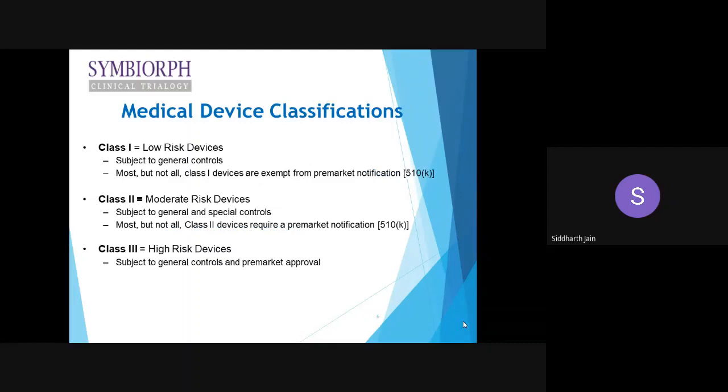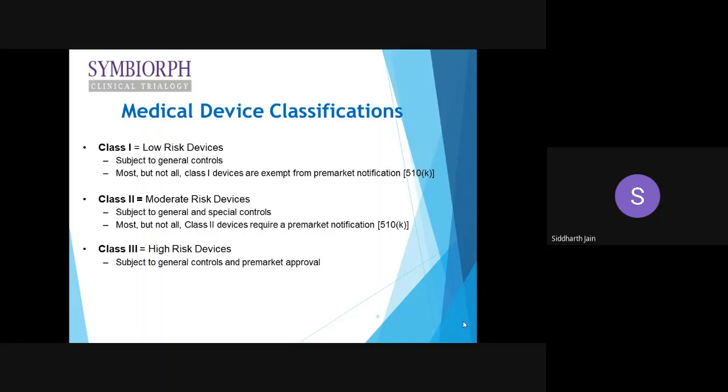Next slide. As you all know, if you have attended my last sessions for the CE certification, I also talk about class 1, class 2 and class 3, right? In a similar way, in US FDA also there are three classes: 1, 2 and 3. Class 1 is for the low risk devices, subject to general controls. Most but not all class 1 devices are exempt from pre-market notification.